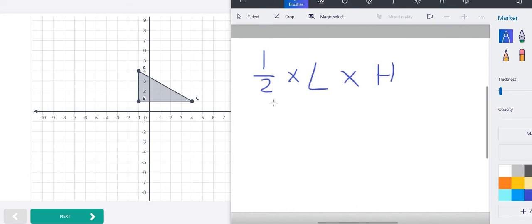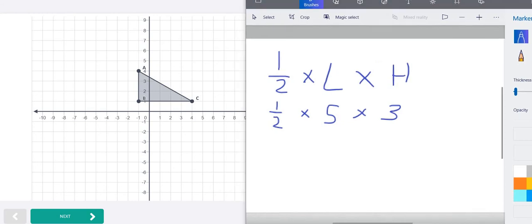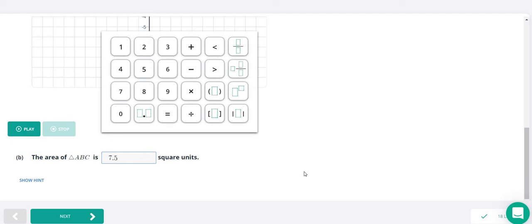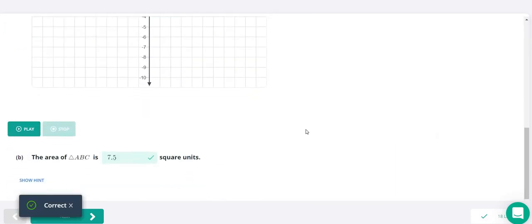The area of the triangle ABC is how many units? The formula to find the area of a triangle is 1/2 times length times height. So first let's find our length here. Just count across the bottom from here. 1, 2, 3, 4, 5. So 5 is our length. For our height, start here. 1, 2, 3. So 5 times 3 times 1/2. 5 times 3 is 15 times 1/2 is 7.5. So the area of this is 7.5. Always make sure you hit that check answer button. Make sure you are correct.